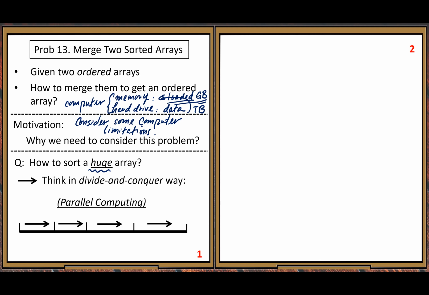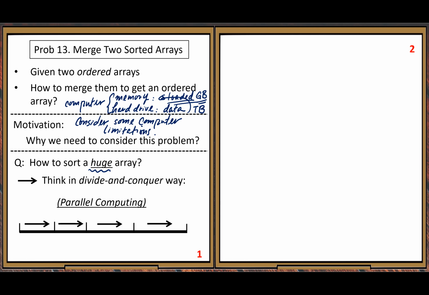So after that, we do the merge operations. In that way, we can do sorting faster. So that is another reason we may need this merge operation. Next, let us find a solution.